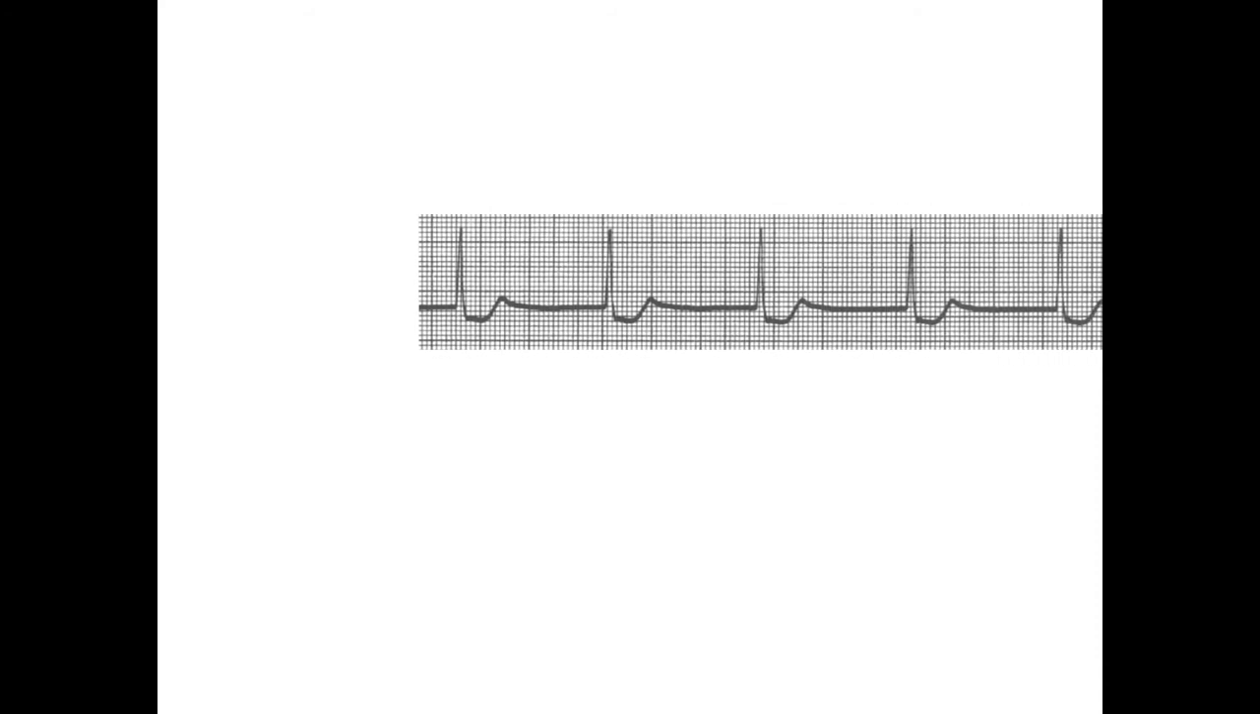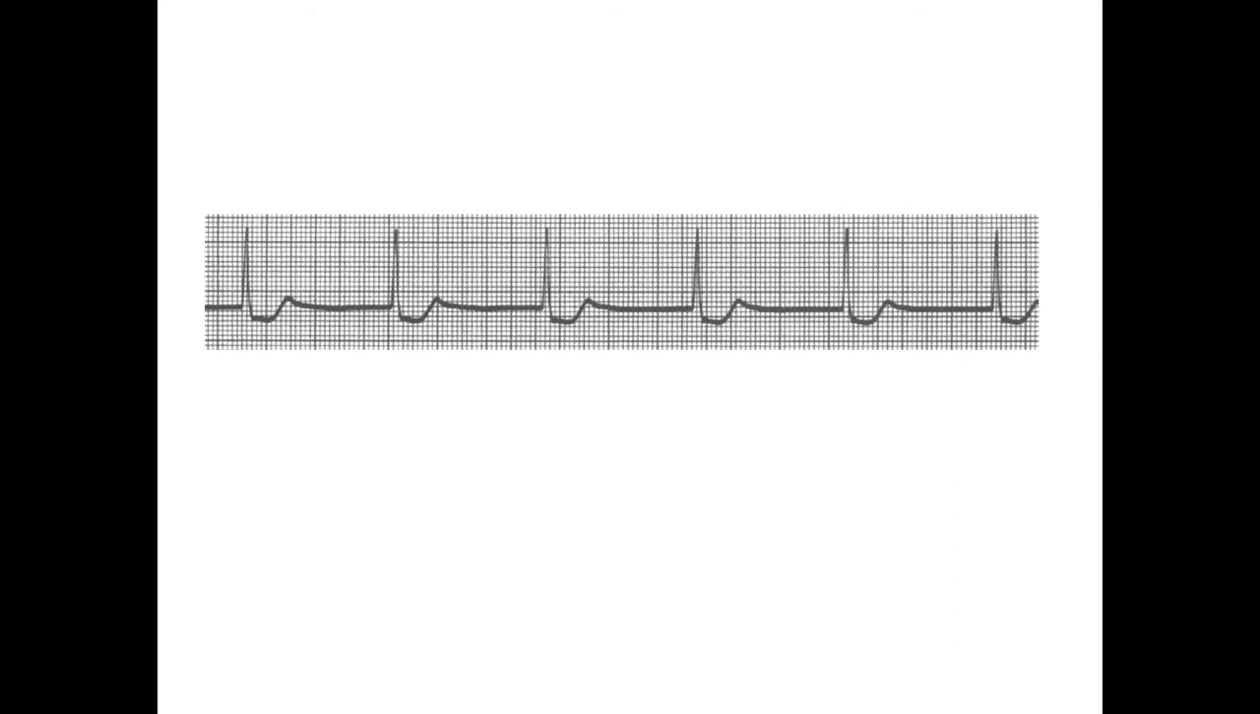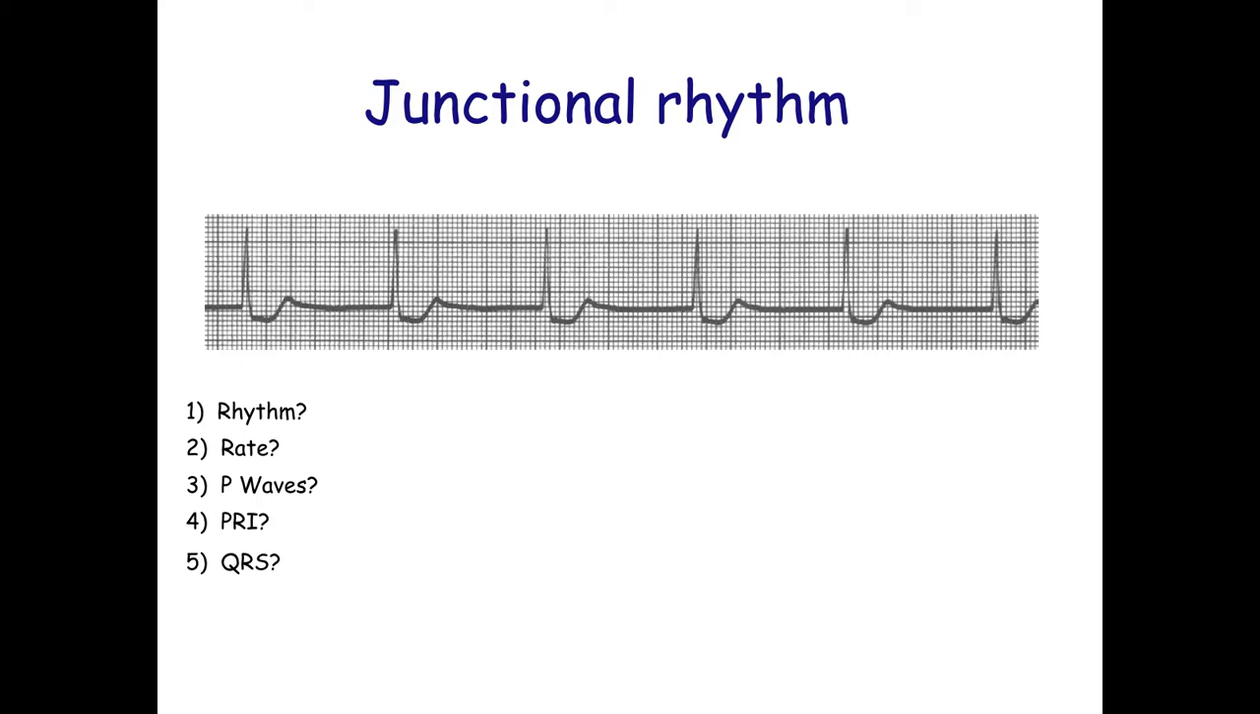Let's try another one here. Okay, so let's take a look. The rhythm looks regular. The rate is slow. We can definitely see that it's right around 50 beats per minute. The P waves are non-existent. They're not there. They're hidden, okay? No PRI, indeterminate. QRS is normal. Again, junctional rhythm. Here we go. Let's take a look at another one.